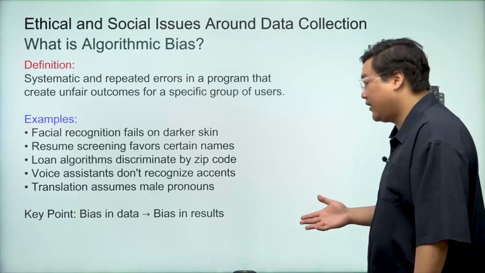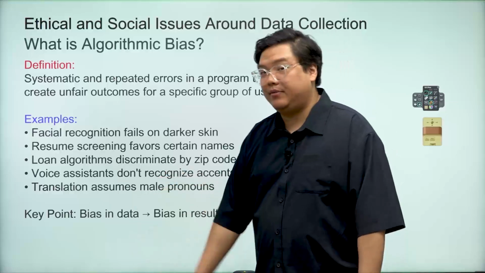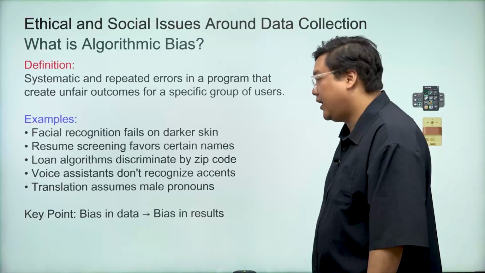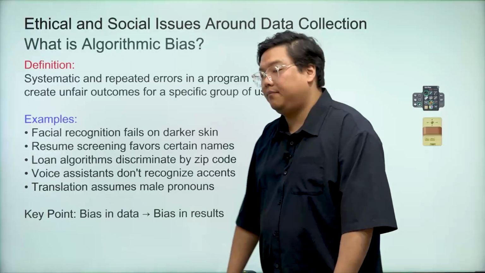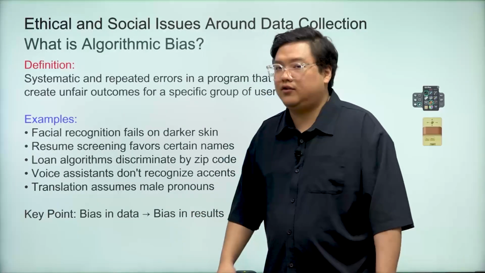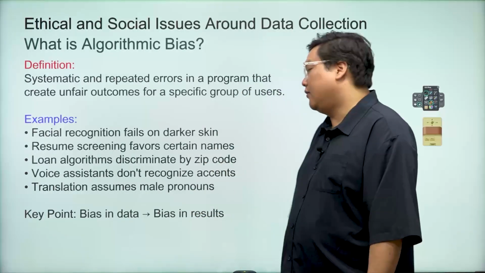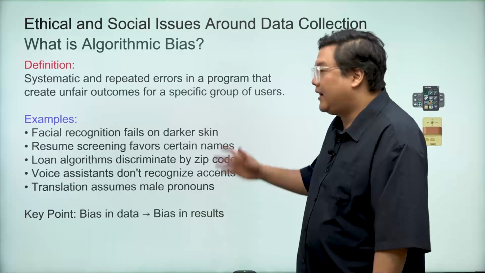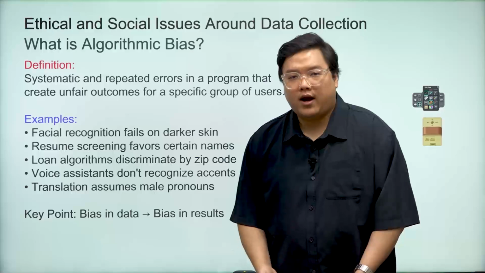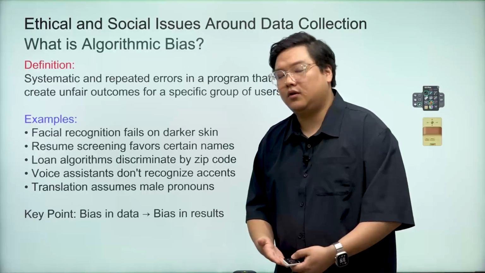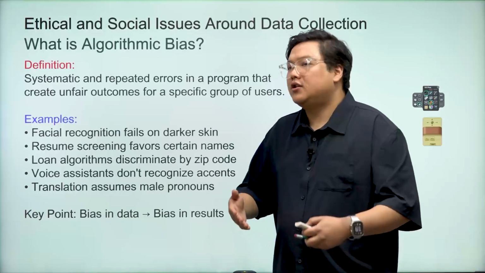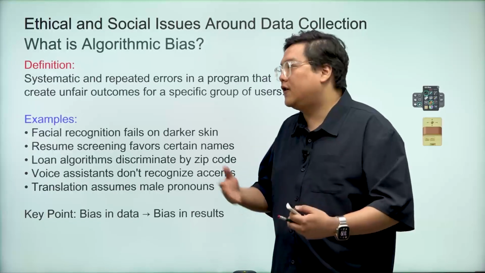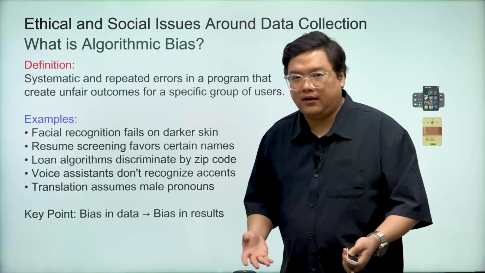Voice assistants don't recognize accents. That actually happened to Siri in the beginning. Translation assumes male pronouns. That also became an issue with a lot of these translation platforms. So key points: bias in data, bias in results. Back in the day, people weren't really aware of it when these platforms were coming out. But now, as responsible programmers, we should all consider these when we're developing things, okay?